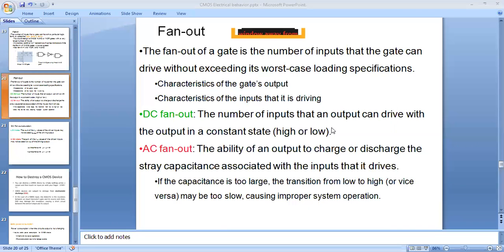The ability to charge stray capacitance. So, the ability of an output to charge or discharge the stray capacitance associated with the inputs that it drives. What is meant by stray capacitance? Here our discussion is stopped.